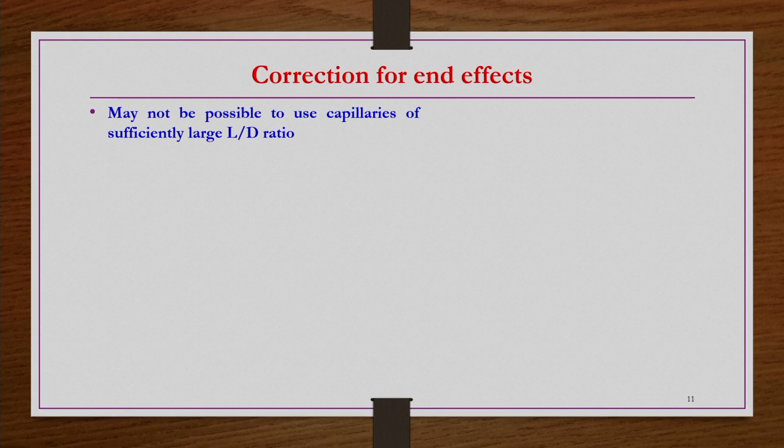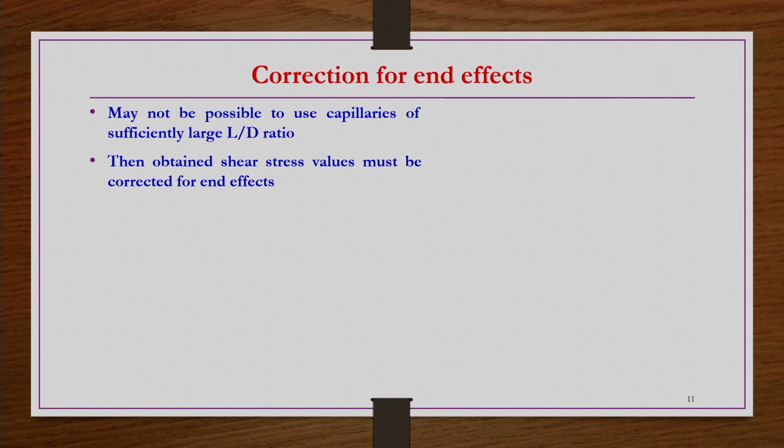So, why is it required? Because often it is not possible to have large L by D ratios. So, obviously we need some correction methods. Let us say you have only one single capillary, and its L by D is around 70 or 80 only. It may be difficult to get reliable rheological information from such small capillaries.